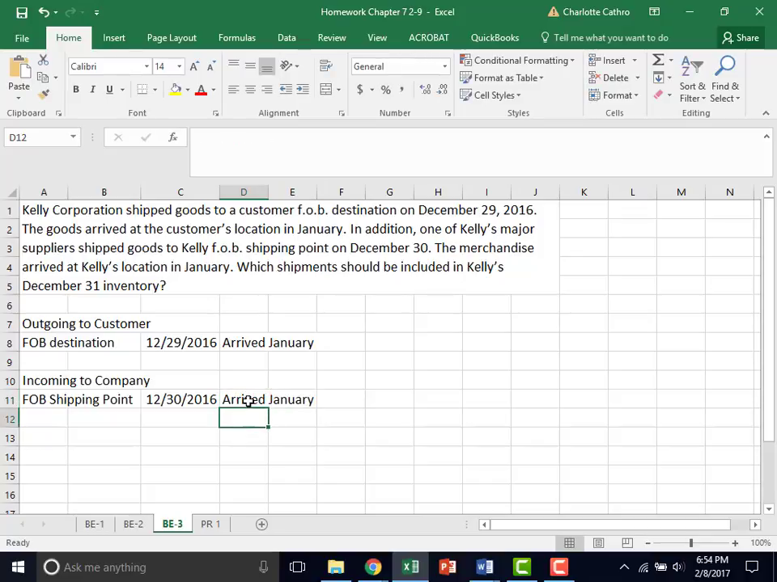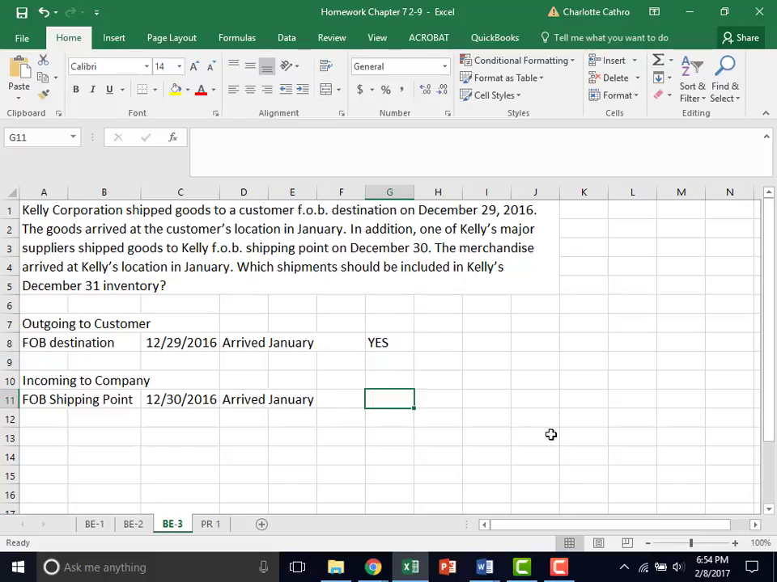So they want us to note which ones would we include in our company's inventory. So these outgoing ones to customer, we say that changes hands at destination. So when they are received by the customer, we record them as being sold. Well, they didn't arrive at the customer until January, so we should, yes, include that in our inventory.